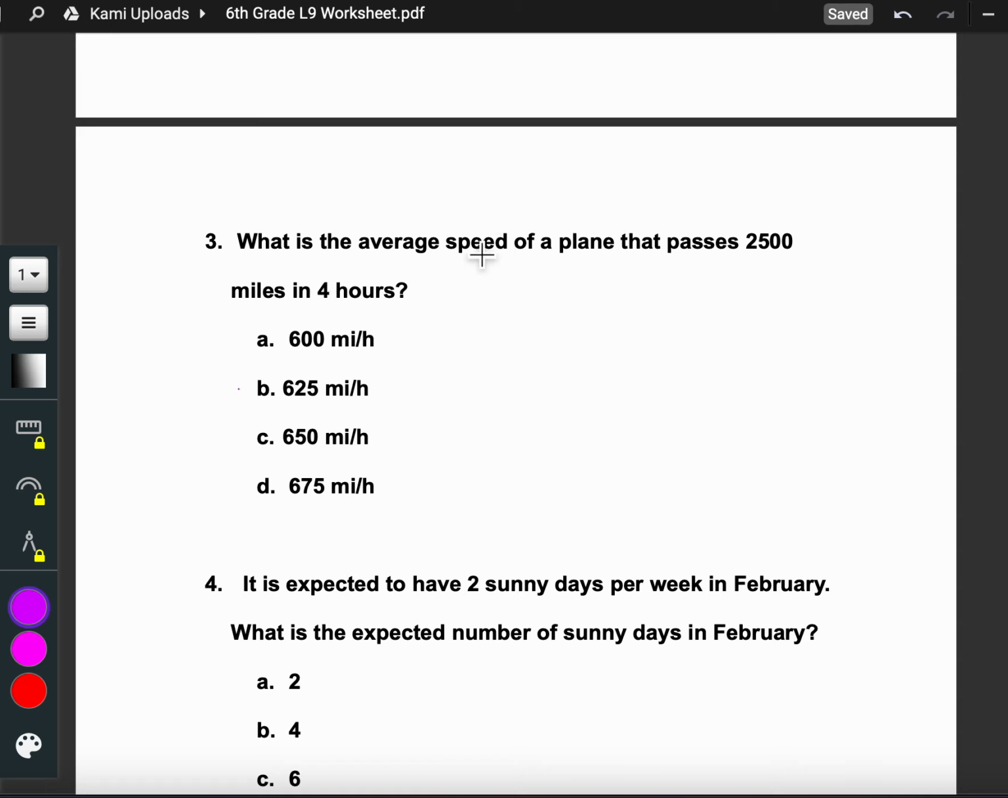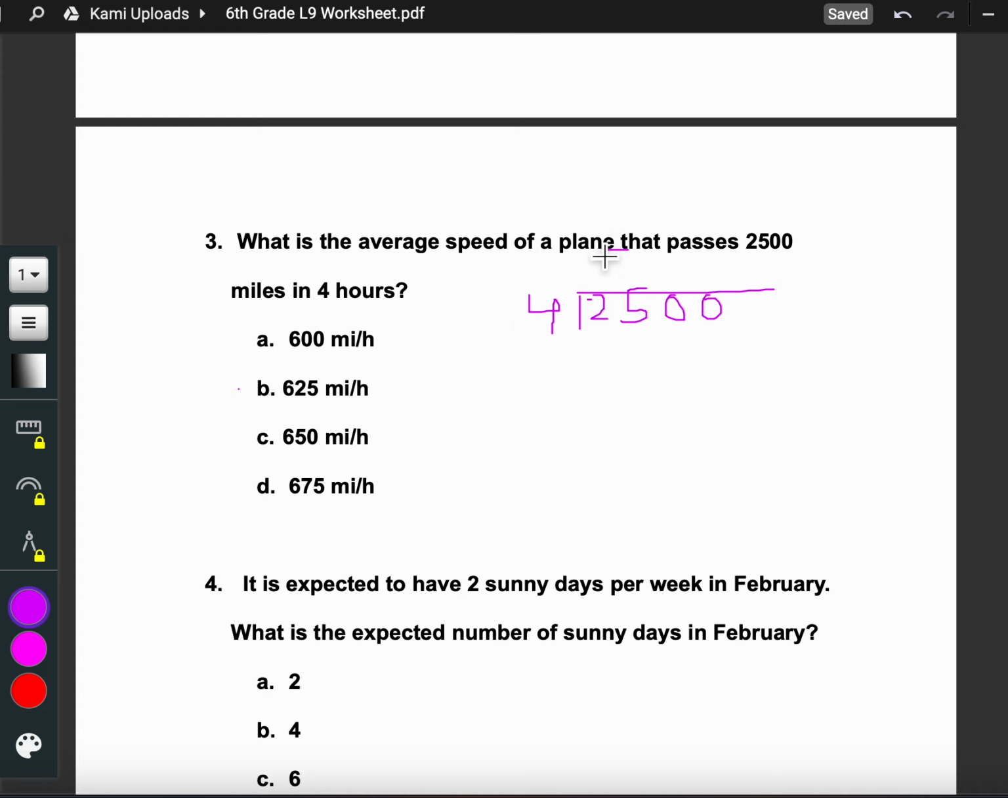What is the average speed of a plane that passes 2,500 miles in 4 hours? So, to find the average speed, we're always going to need to divide. So, we're dividing 2,500 by 4, and I'm going to do this manually.